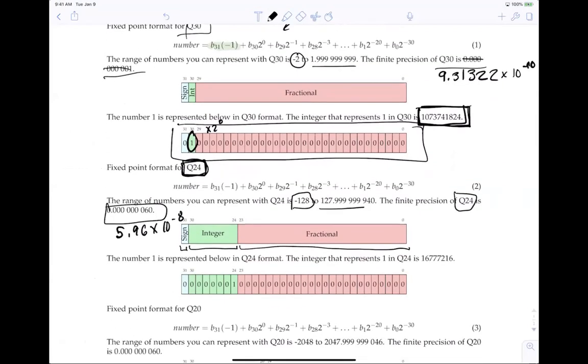And so the number one represented in Q24 format will be a one in the zeroth integer bit position. So this is one times two to the zero here. And you have zero for the rest of the fractional bits, zero for the sign, and zero for the rest of the integer. And the actual number that's stored there, if you actually put this in the processor, is this number here. This is the actual integer.